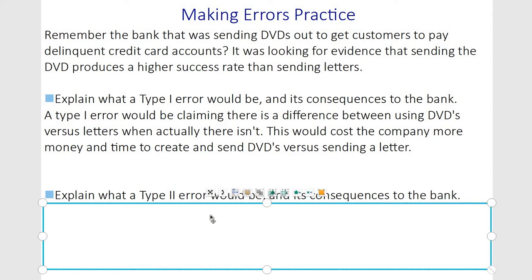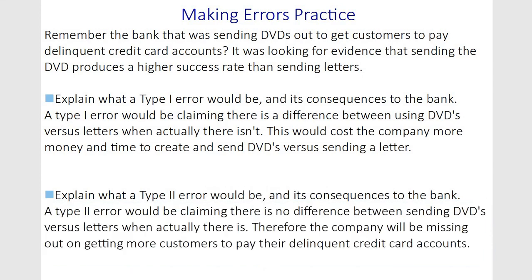A type 2 error would be claiming that there is no difference between sending them, but there actually is. So the company is missing out on getting people to pay off their delinquent credit card amounts, because they went ahead and scrapped the DVD idea, when actually, it would have been helpful. So that's the difference between a type 1 and a type 2 error.